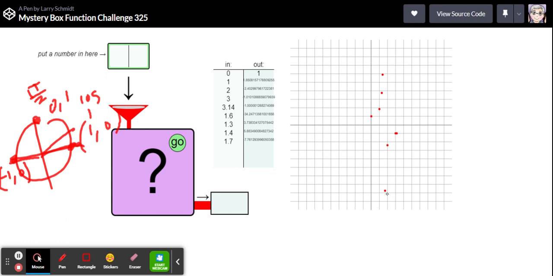Let's do some negative values. I want to get the full shape of this. Okay, that confirms it for me. Maybe you've got a hunch already. Let's do a negative 1. Whoops. Negative 1.3 and a negative 1.4.